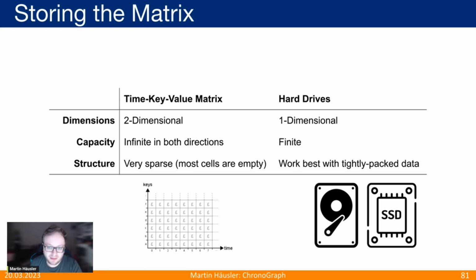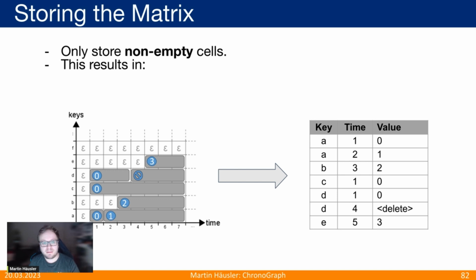The hard drive, on the other hand, is one-dimensional, has finite storage capacity, and works best with tightly packed data. So if you have a lot of zeros in your file that you're not interested in, then your file will be needlessly big, right? So all of these are kind of problematic. We have to invest a little bit of work here to actually efficiently store this time key value matrix, right?